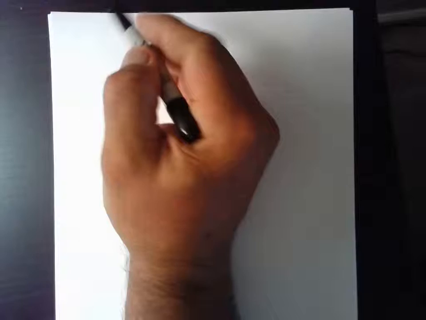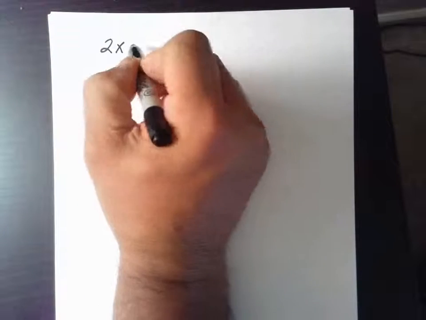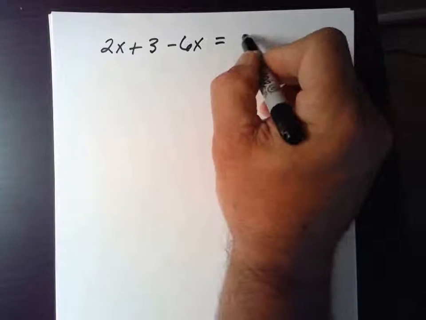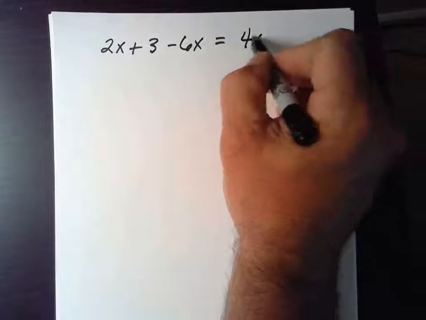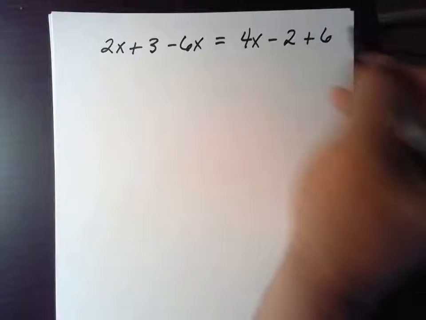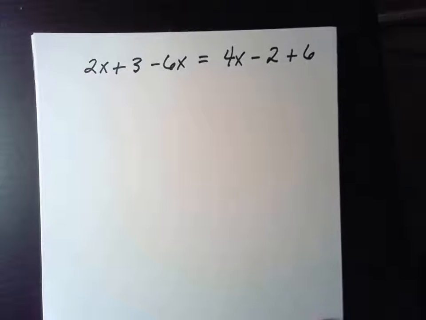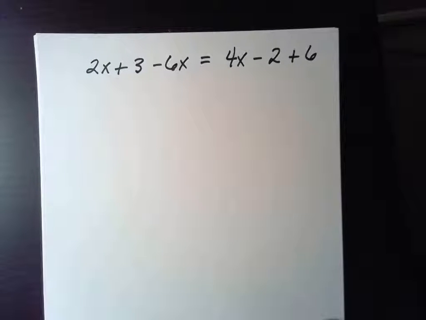I'm going to do one more on combining like terms because I want you to see that you can combine like terms before or after the distributive law. 2x plus 3 minus 6x is equal to 4x minus 2 plus 6. Now here's an equation right here that has no blocks in it. It has no cement blocks in it. So therefore, what can you do? Well, you can go right to combining like terms.